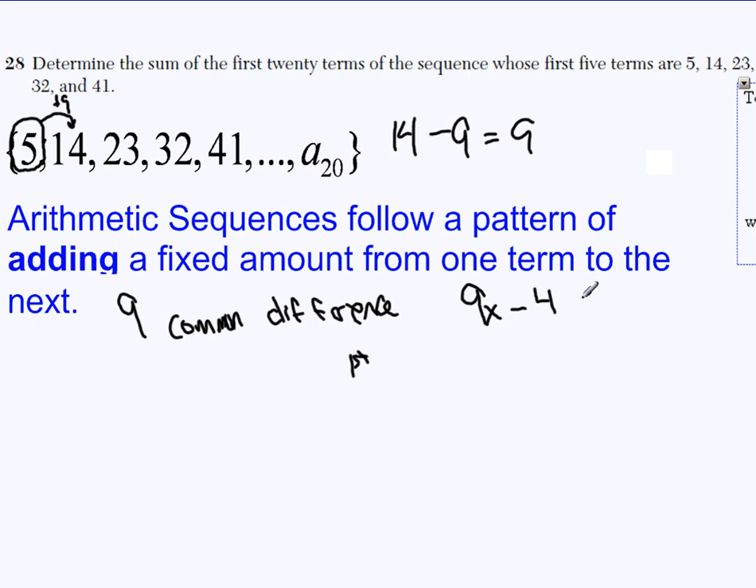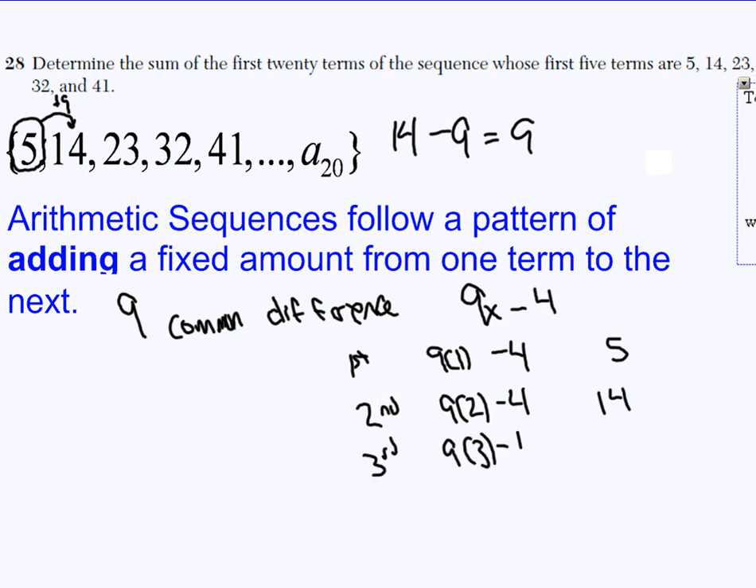The first term, right? So we got 9 times 1 minus 4. That's 9 minus 4, that's 5, and that is the first term. Now the second term, 9 times 2, that's 18. 18 minus 4 is 14. The third term, that's 9 times 3, that's 27. 27 minus 4 is 23. So you can see that this linear equation that I made up over here does a very good job of getting me the terms that I want. If I want the first term, just substitute 1 into it, and I get the first term. If I want the third term, I just substitute 3 into it, and I get the third term.